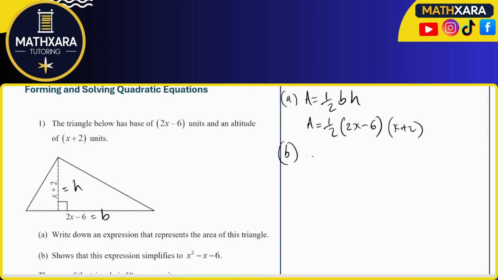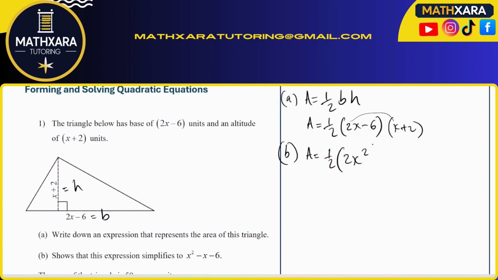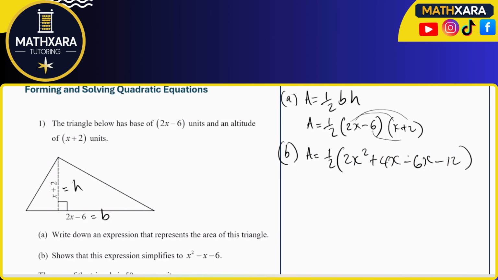Let's move along to part B. It says show that the expression simplifies to x squared minus x minus 6. So we're actually asked to simplify what we had in part A. We could keep our half, and we're going to FOIL these two expressions. So 2x times x, that's 2x squared. 2x times 2, that's 4x. Negative 6 times x, that's negative 6x. And finally, negative 6 times 2 is negative 12.